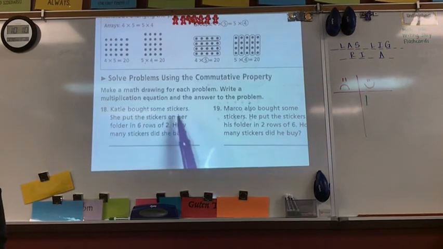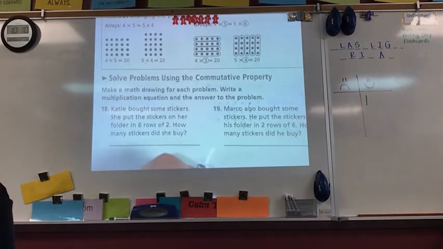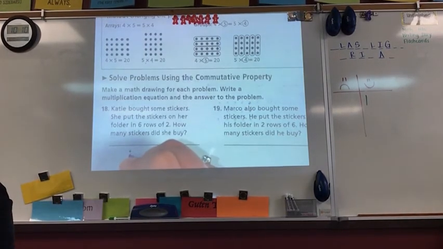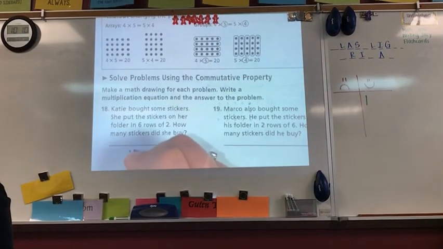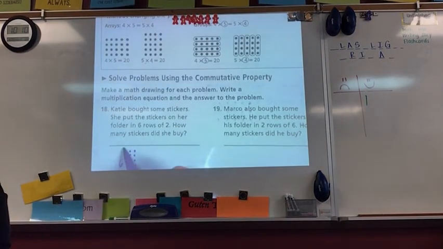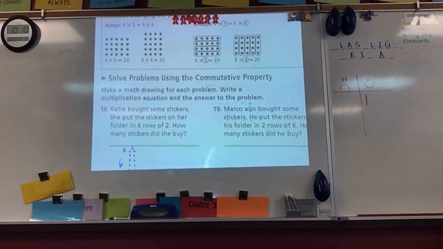Katie bought some stickers. She put the stickers on her folder in 6 rows of 2. How many stickers did she buy? If it's 6 rows, I line up my buttons. There are rows of 2. I would write this as a 6 by 2 array.